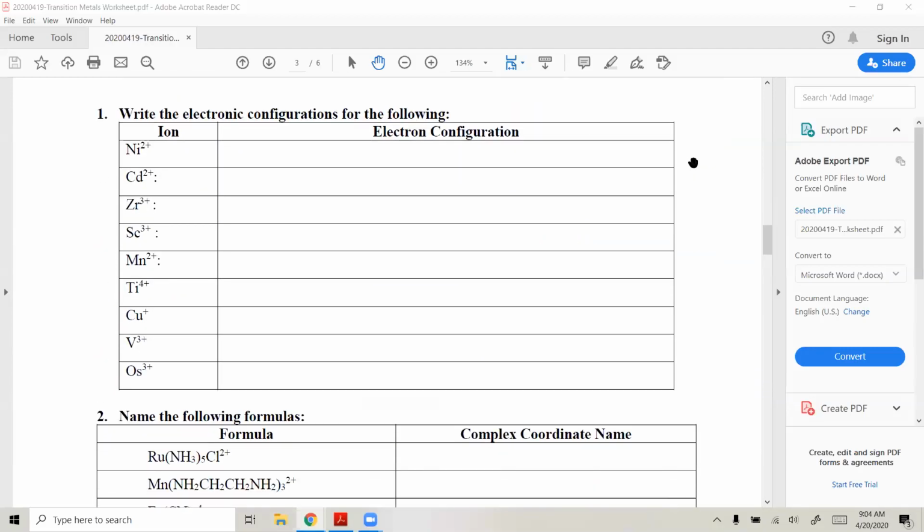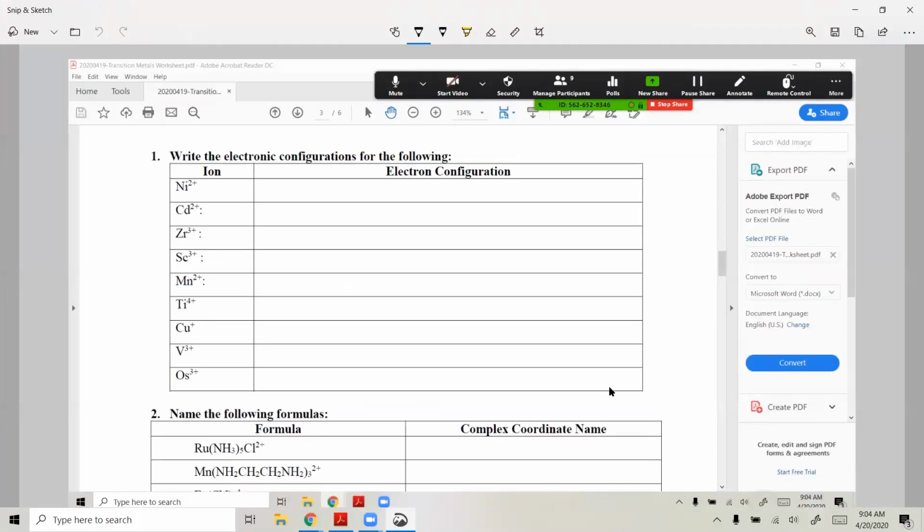So one of the first things that we're going to begin with is we're going to talk about how we do these ions for our electron configurations. Now, this is something that you should have done back in Chem 120. But in case you don't remember, when we talk about ion electron configurations for transition metals, remember that we're always going to lose our valence electrons first.